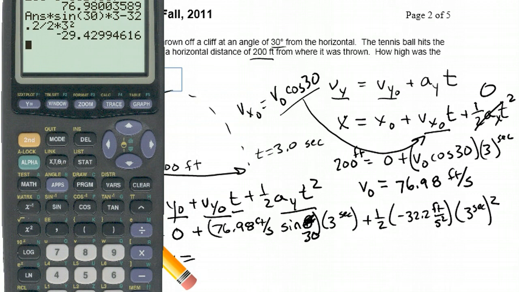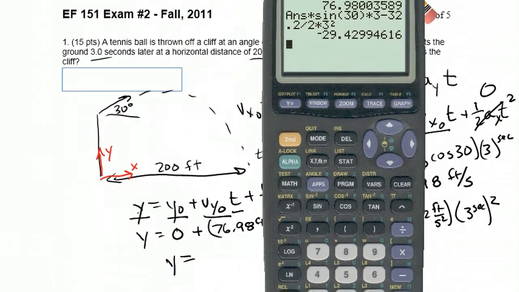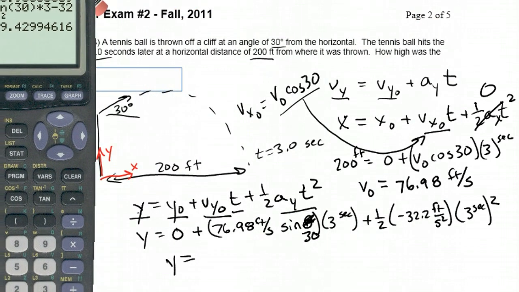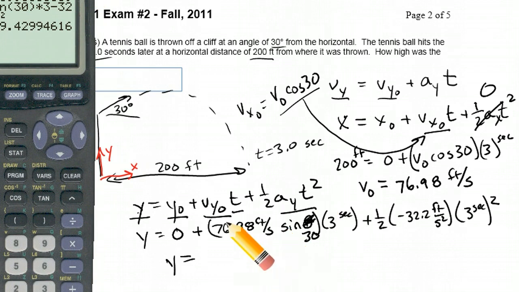Okay, I got a negative number. That does not seem right. The reason I got a negative number is because I got my y and my y0 mixed up. Okay, but I at least need to think about this. My y0 is up here. That's what I'm supposed to be finding. So let's mark this in blue. So that's going to be y0, and that's going to be 0. And that's going to give me 29.4 feet.